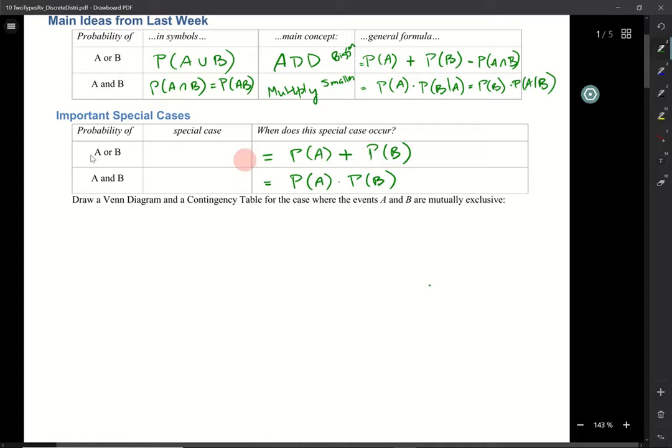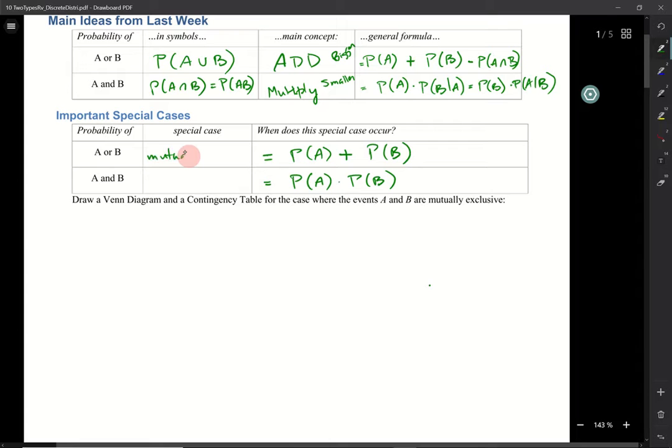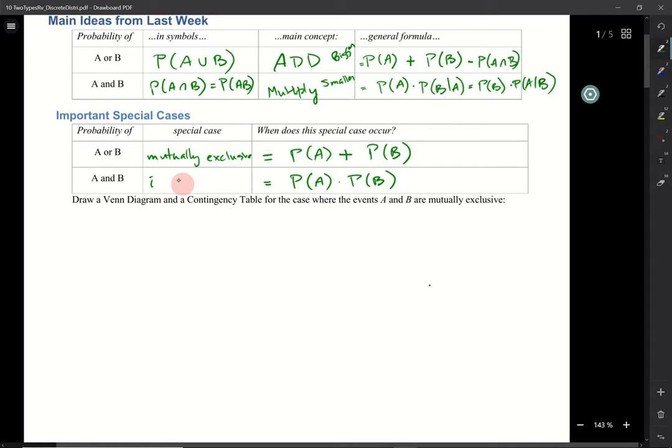For "A or B", you can just do this add and not worry about this intersection when the two events are mutually exclusive. And when you have "and", or intersection, you can get away with just multiplying the probability of A times the probability of B when A and B are, it starts with I, independent.